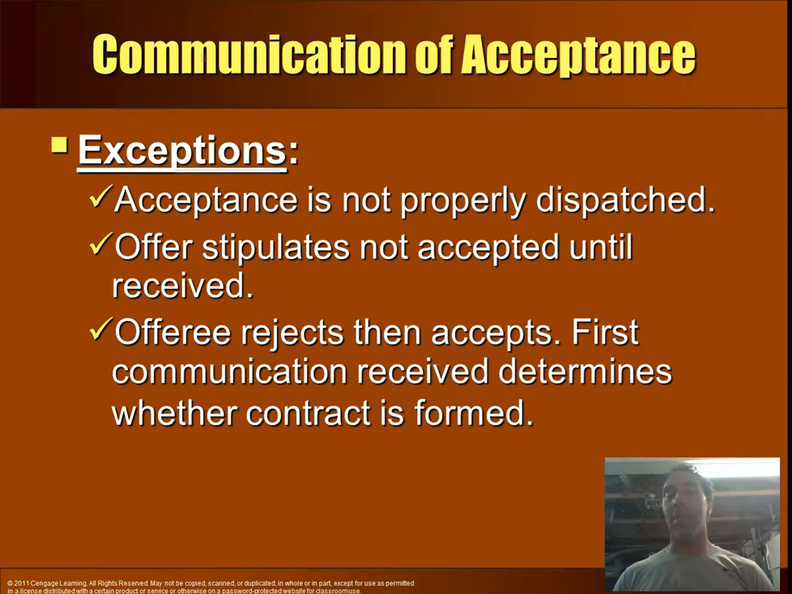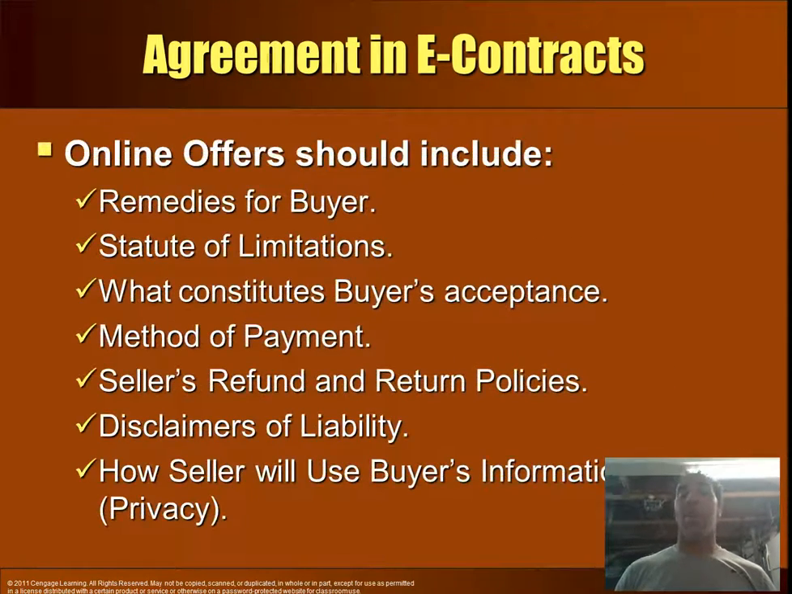There are, of course, exceptions. So acceptance is not properly dispatched. Offer stipulates not accepted until received. Offeree rejects, then accepts. First communication that reads, so it's kind of like first in law. First communication received determines whether the contract is formed or not. You also have agreement and e-contracts. We talked about that, and shrink wrap agreements.